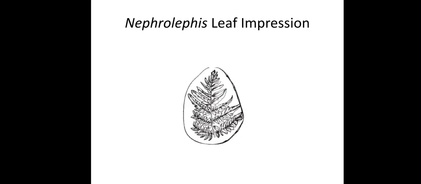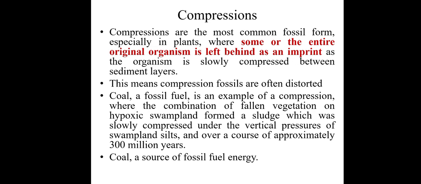This is a Nephrolepis leaf impression on the stone, where you can observe the boundaries of the leaf outline as well as the venation. Then the next type is compression. Here, some or the entire organism is left behind as an imprint, where the organism is slowly compressed between the sediment layers.